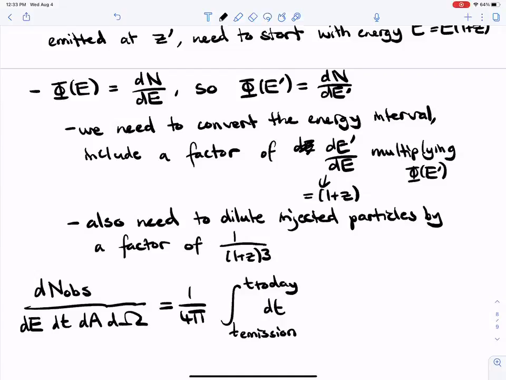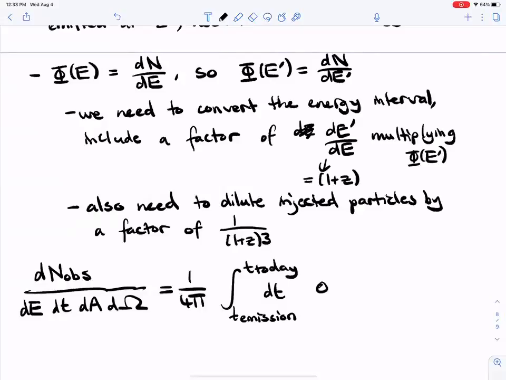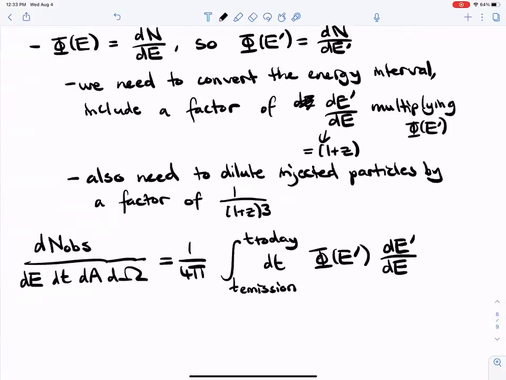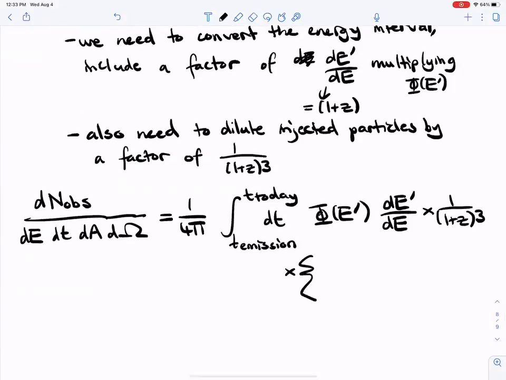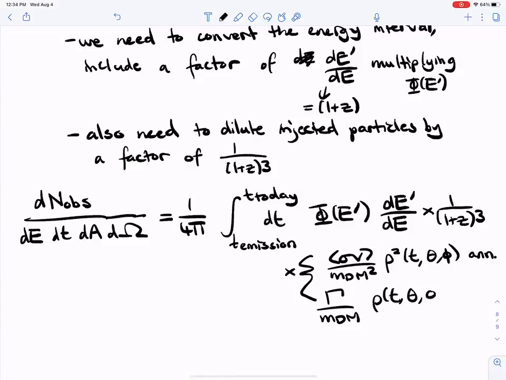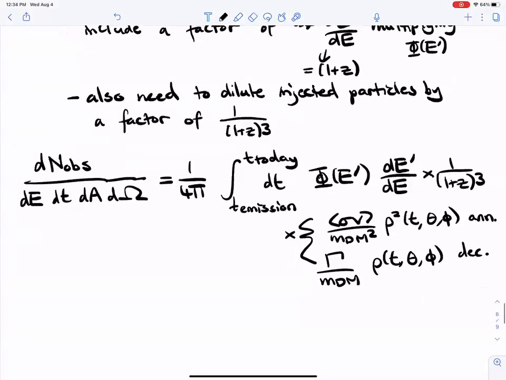This will replace our integral over distance, or integral over R. We're just going to integrate over how long it's been since the particle was emitted instead. We're going to replace our phi of E with phi of E prime, multiply it by a factor of dE prime over dE so that we can get the dE in the denominator over here, put in a dilution factor of 1 plus z cubed, and then we're going to have our particle physics prefactors, which are similar to the non-redshifted case, for annihilation.